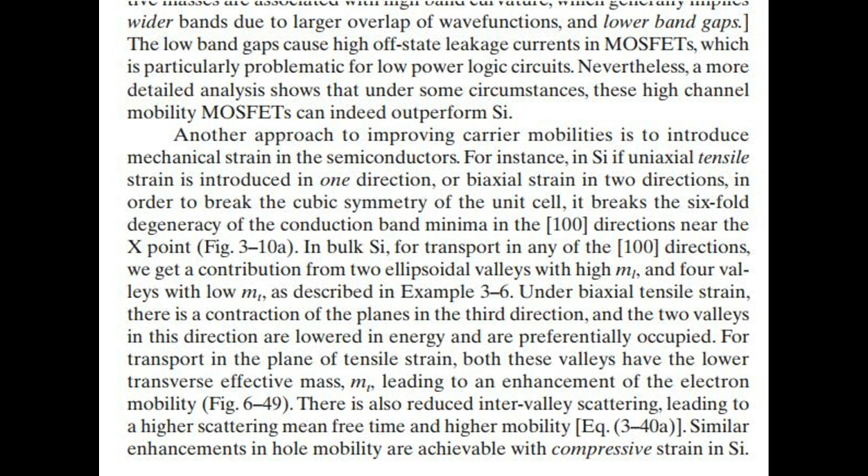Under biaxial tensile strain, there is a contraction of the planes in the third direction, and the two valleys in this direction are lowered in energy and are preferentially occupied. For transport in the plane of tensile strain, both these valleys have the lower transverse effective mass, m_t, leading to an enhancement of the electron mobility, Fig 6.49. There is also reduced intervalley scattering, leading to a higher scattering mean free time and higher mobility, Eq. 3.40a. Similar enhancements in hole mobility are achievable with compressive strain in silicon.